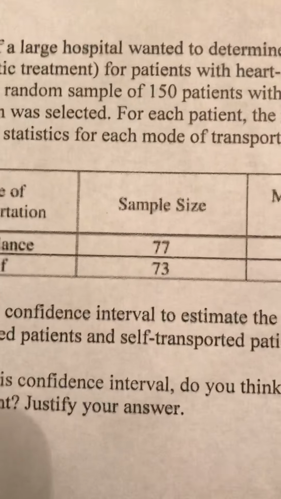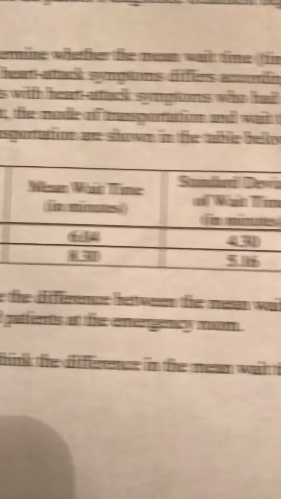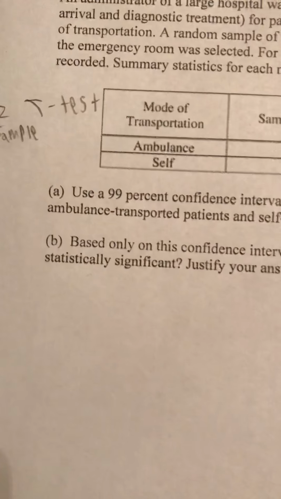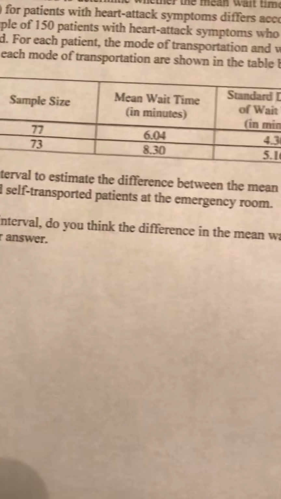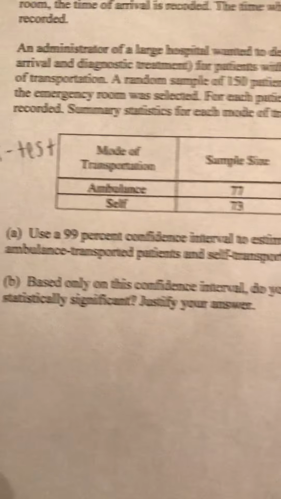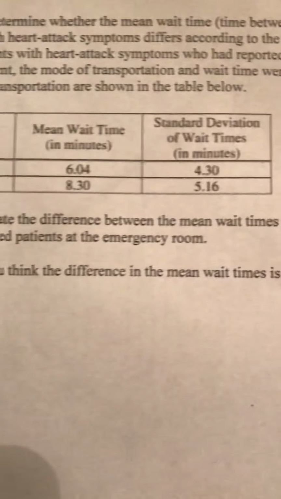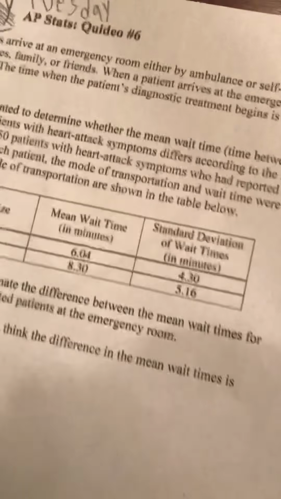So, problem A: use a 99% confidence interval to estimate the difference between the mean wait times for ambulance-transported patients and self-transported patients at the emergency room.